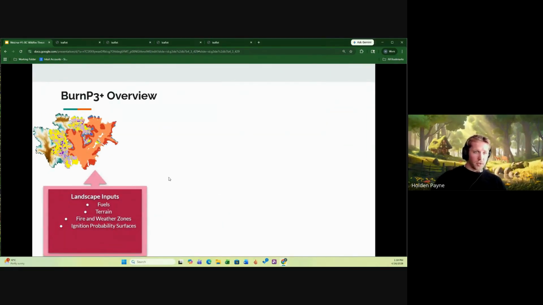So a bit of an overview of Burn P3 Plus, and then I'll jump straight into results. Burn P3 Plus takes in landscape inputs that are raster scenes of your fuels, in this case the Canadian Forest Fire Danger Rating System's fire behavior prediction system fuel types, so the types of forest we tend to find here in BC. Then there's your terrain, and your fire and weather zones. Different areas of the province, and different areas of your AOI, might have different types of fire behavior and different disturbance systems, maybe a surface fire here versus a ground fire there, and different weather zones. We experience different weather that's usually linked to things like elevation or topographical influences. All of those are stratified within the model.